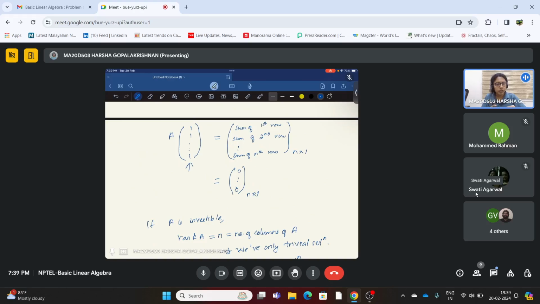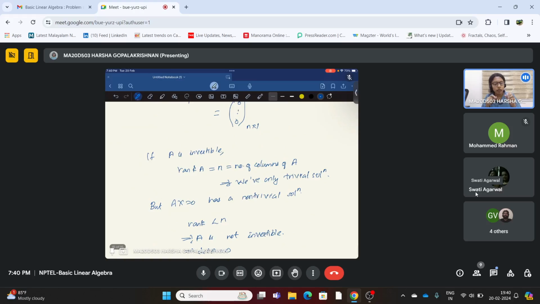So A into the column of ones means we multiply the first row of A with the column of ones. So what we will get is the sum of the first row. That is 0. The same way we will get each row equal to 0. So we got a non-trivial solution for the system Ax equal to 0. A non-trivial solution means the rank cannot be full rank. If it is full rank, there is only the trivial solution, that we already know. If it is not full rank, it is not invertible. That is how we are concluding A is not invertible.